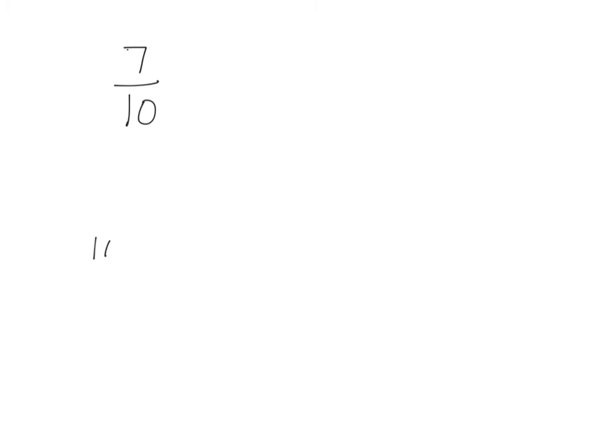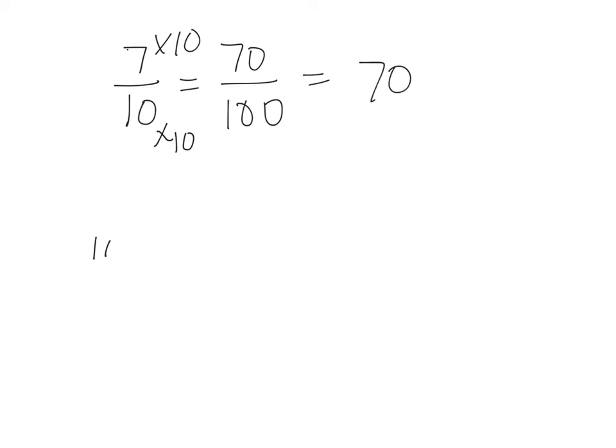What if I have 7/10? Percent means per 100, and this is per 10. So I've got to change it to per 100. Well, you've been doing this. To get 10 to go to 100, you multiply by 10. So 7 times 10 is 70. And 70 per 100 means 70%.